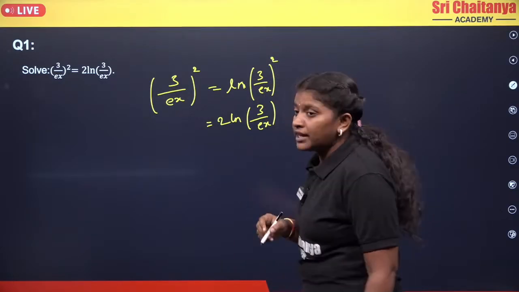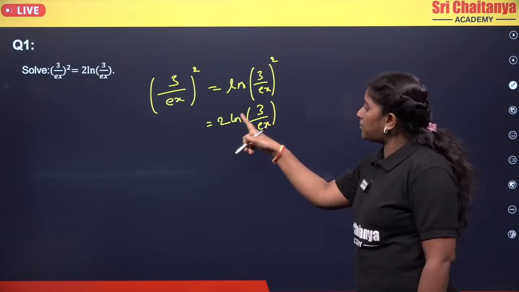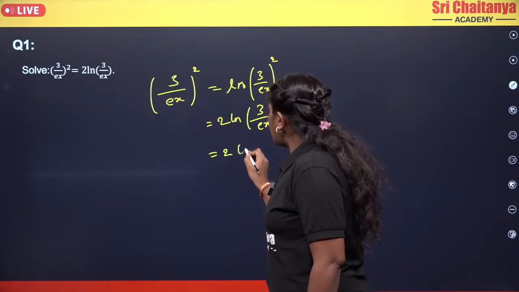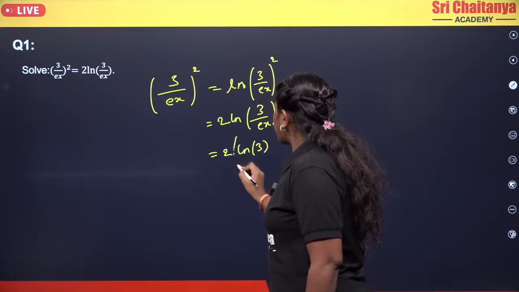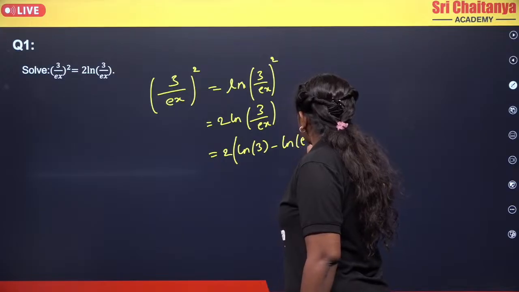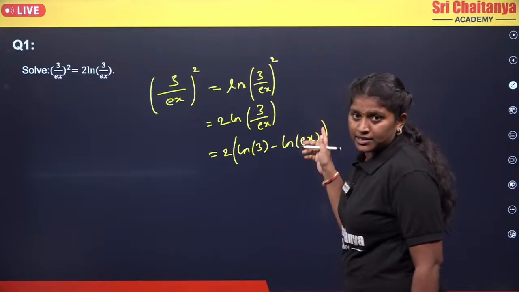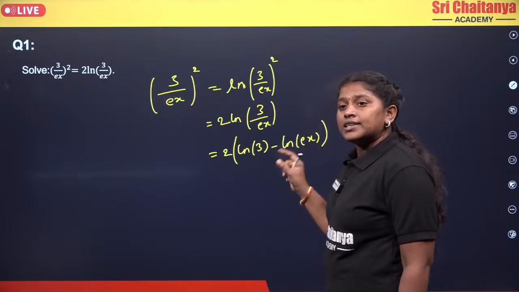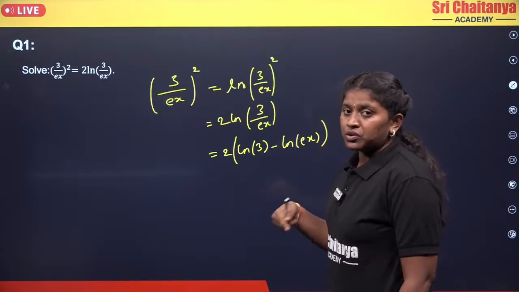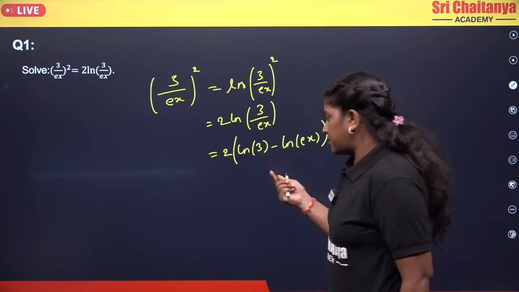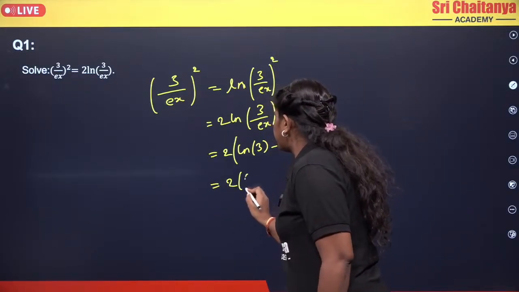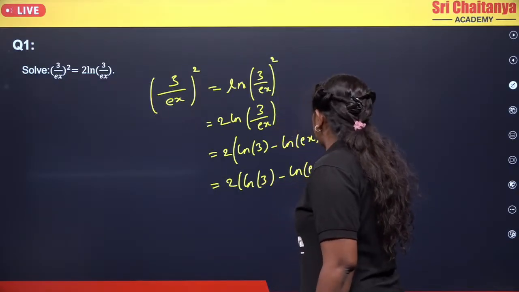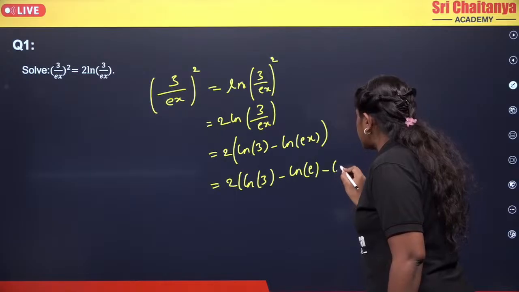Now once again, if you observe here, we are having log of a by b form. So that becomes log a minus log b. So 2 ln of 3 minus ln of ex, that is e into x. Once again, if you observe here, ln of e into x is in the form of log of a into b, which we can write as log of a plus log of b. So that becomes 2 into ln of 3 minus ln of e, and minus into plus will become minus ln of x.